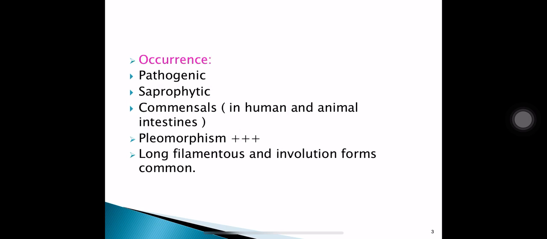Clostridia can be pathogenic, saprophytic, or commensals. Several Clostridia are commensals in the human and animal intestines. Pleomorphism is seen in Clostridia. Long filamentous and involution forms can also be seen.